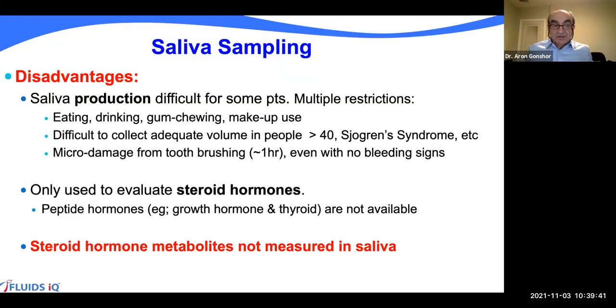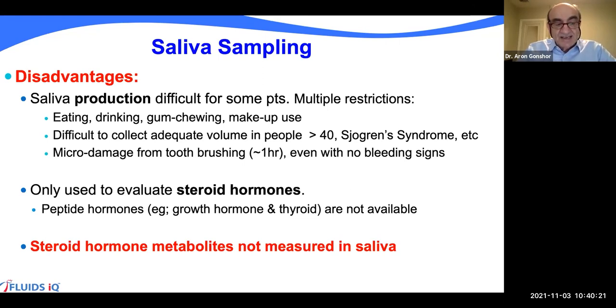And there are disadvantages. You need to understand that saliva production is quite difficult for some patients. And so if you've been eating, if you've been drinking, if you've been gum chewing, you name it, that can affect the results. If you have periodontal disease, it can affect the results. If you are over the age of 40, you start decreasing the amount of volume you can produce at any given moment in time. If you have Sjogren's syndrome, especially females, they start developing dry mouth. They cannot give you the saliva that is necessary. And so that could be a real problem.